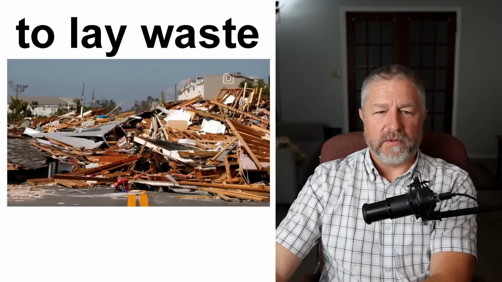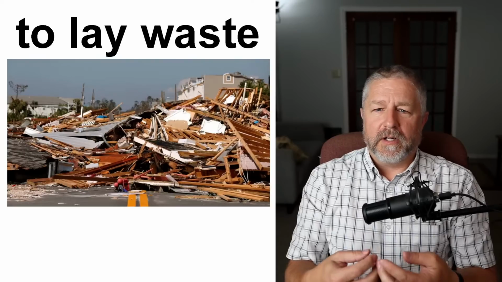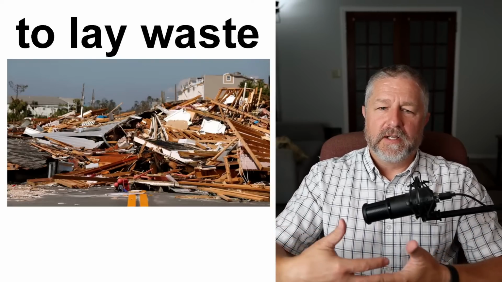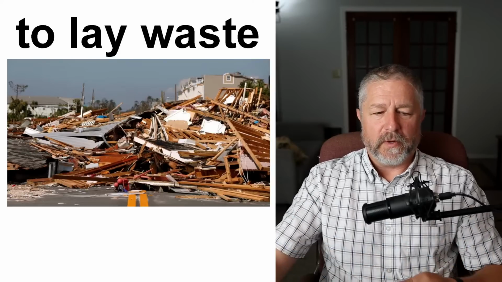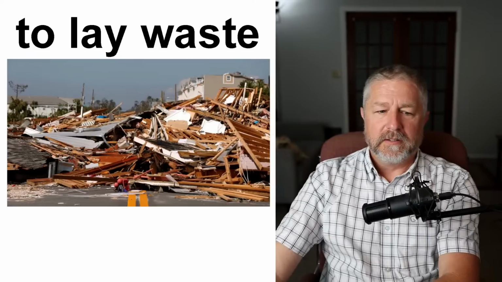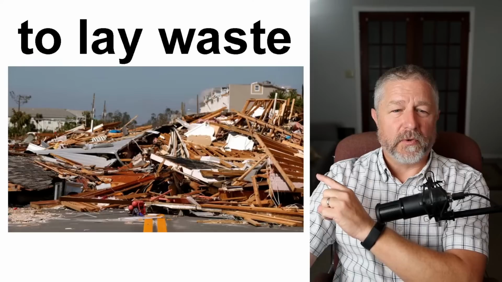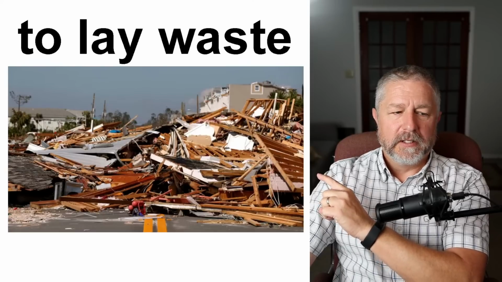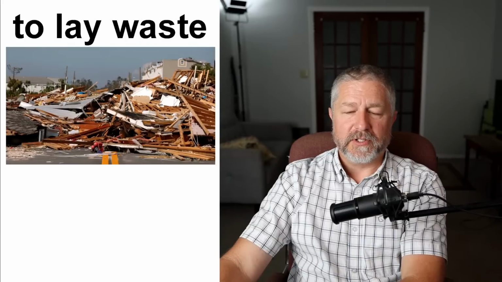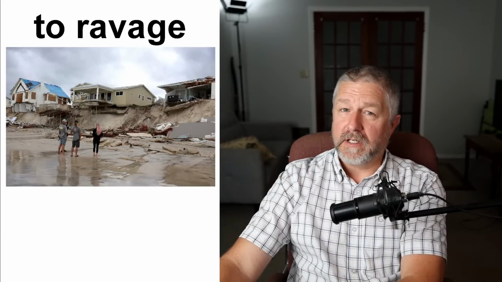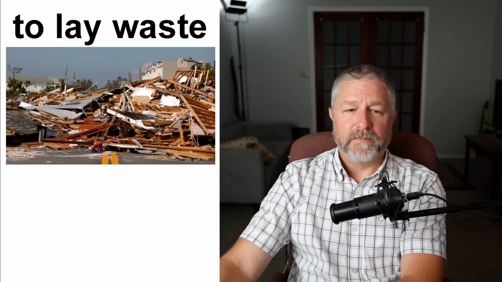And then to lay waste. So this is when there is like destruction, like beyond just ravaging the coast. If there's just all kinds of houses that have fallen over because of the wind, we would say that the storm laid waste to that town. So you can see here, obviously a tornado or hurricane came through and it laid waste to this area. Everything is severely damaged. So again, sometimes nature isn't nice. It can ravage, it can pummel, and it can lay waste.